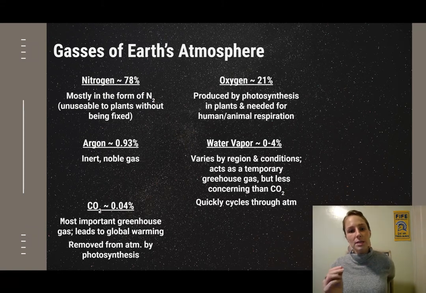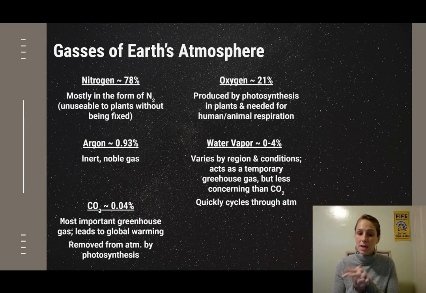So the second biggest component of our atmosphere is going to be oxygen gas. And this is going to be produced by photosynthesis in plants, and it's needed for humans and animals for respiration.